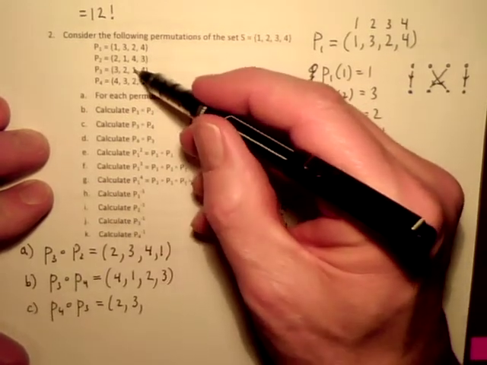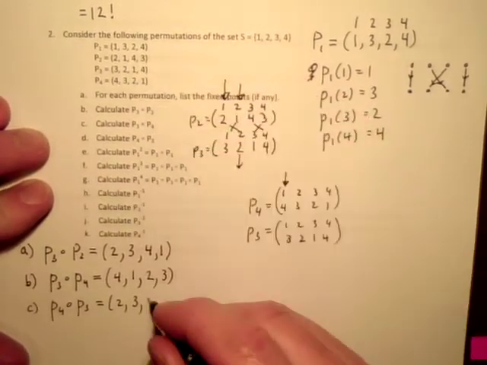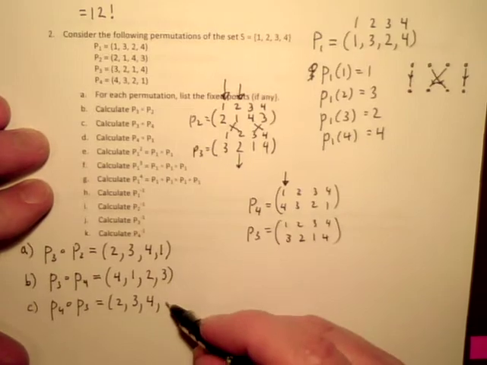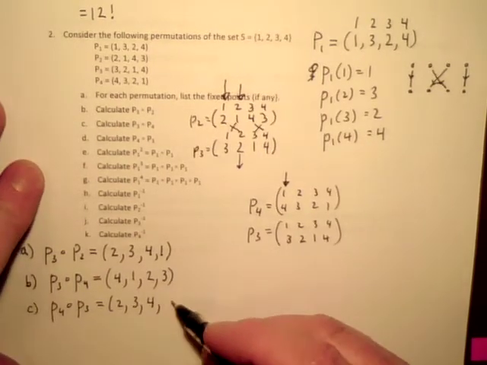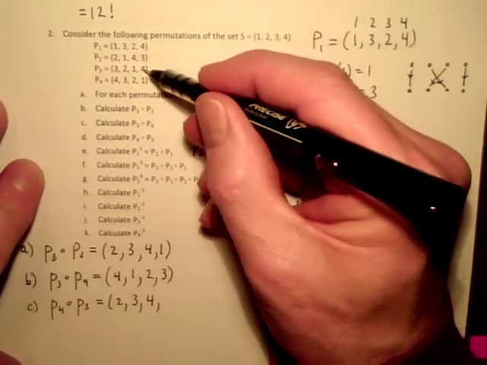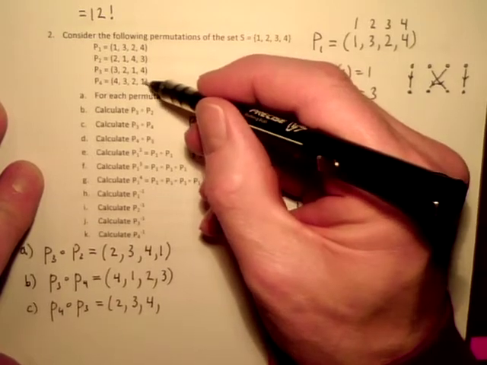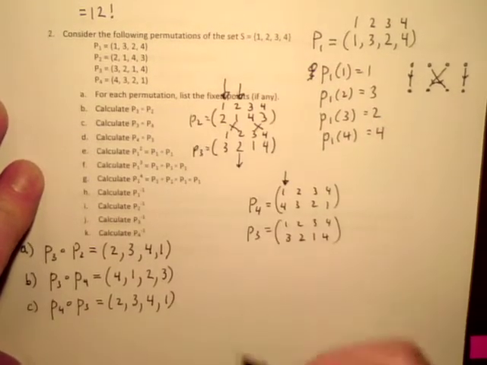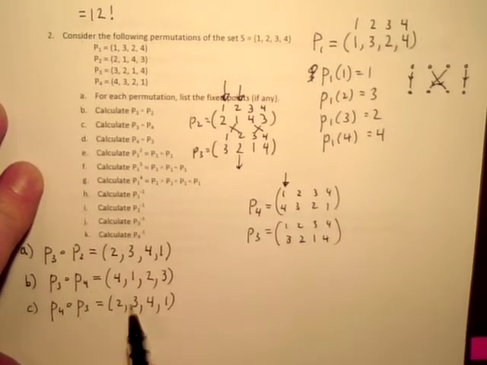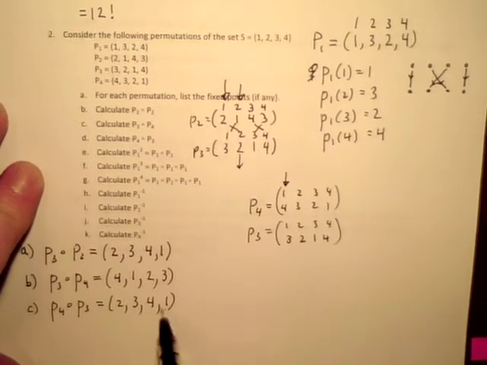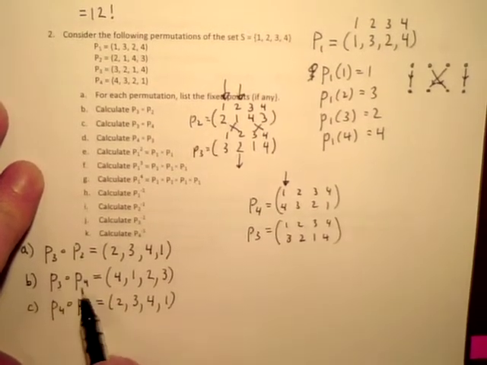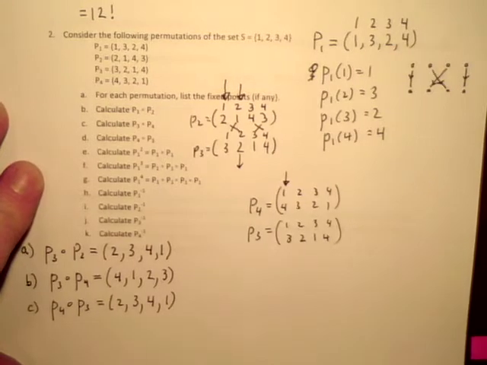P3 takes 3 to 1, and P4 takes 1 to 4. Finally, P3 takes 4 into 4, and P4 takes 4 into 1. And so you can see here that composition of permutations is not commutative. P3 composed with P4 is not equal to P4 composed with P3.